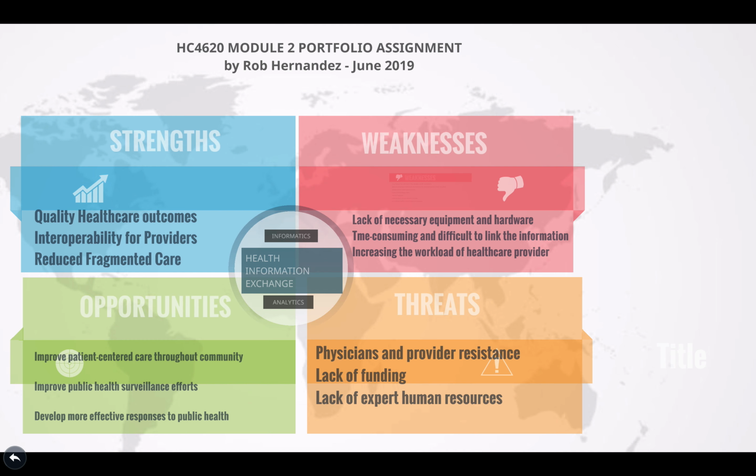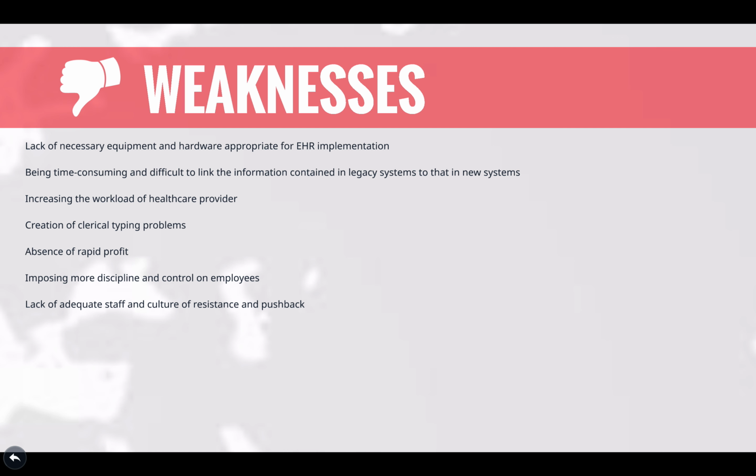Next, we look at weaknesses. What are some of the weaknesses? Well, it could be lack of necessary equipment and hardware appropriate for electronic health record implementation for health information exchanges. It can be time-consuming and difficult to link the information contained in legacy systems to that in new systems. And it can increase the workload of a healthcare provider, especially in smaller rural areas where there aren't as many resources. There could be creation of clerical typing problems, maybe not see a return on investment right away.